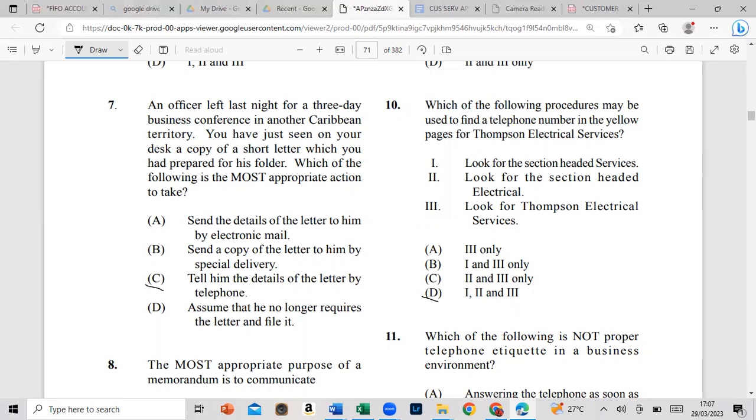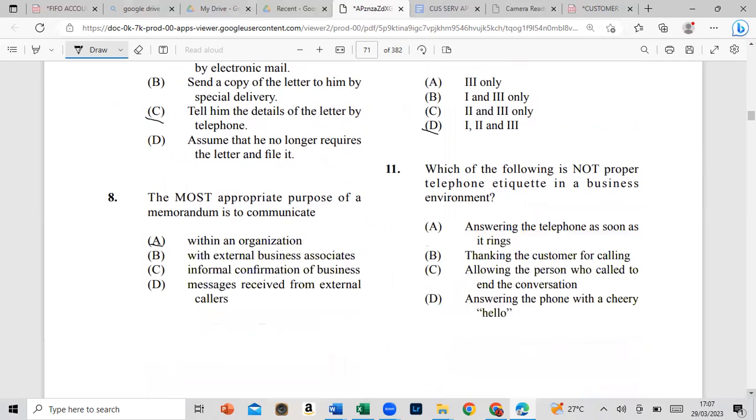Alright, let's move on to number 11. Which of the following is not proper telephone etiquette in a business environment? A, answering the telephone as soon as it rings. B, thanking the customer for calling. C, allowing the person who called to end the conversation. Or D, answering the phone with a hello, hello, which is it?